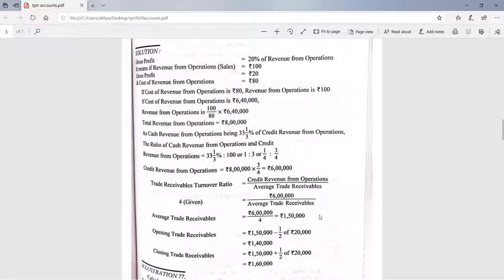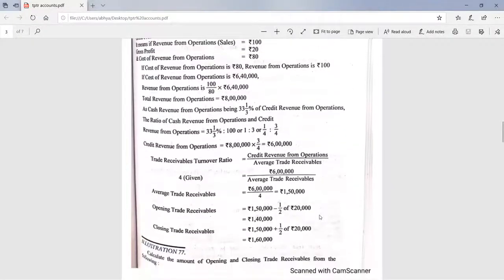Credit RFO is 6 lakh, just by solving the equation X plus X by 3. Or we can do it in fraction form also, or we can do it by taking X. So X plus X by 3 is equal to 8 lakh, and we'll be able to find out the credit RFO, which is 6 lakh.